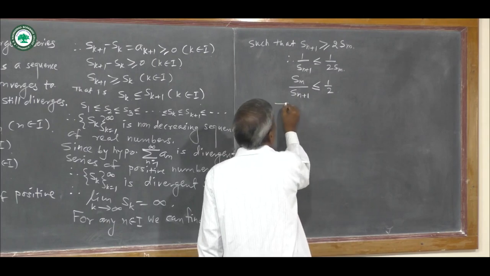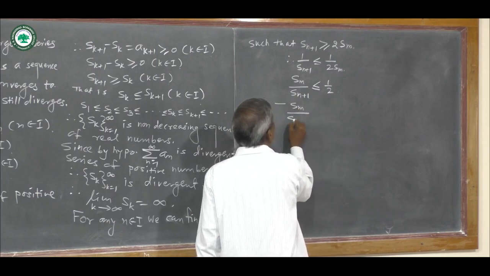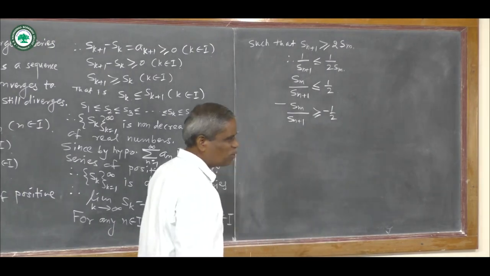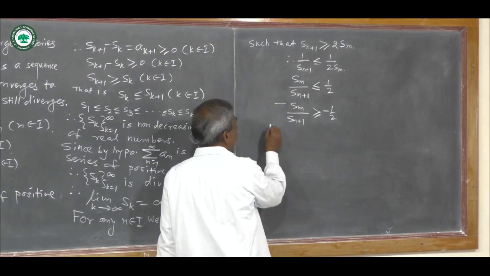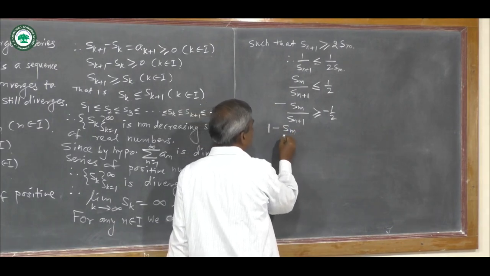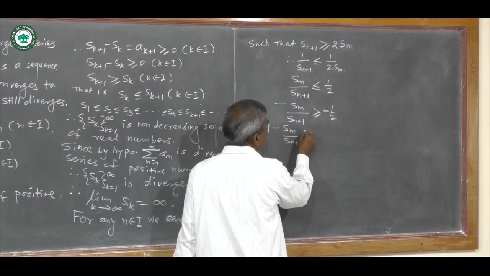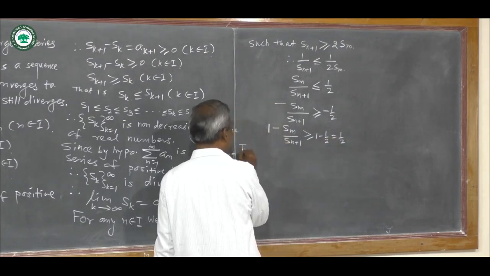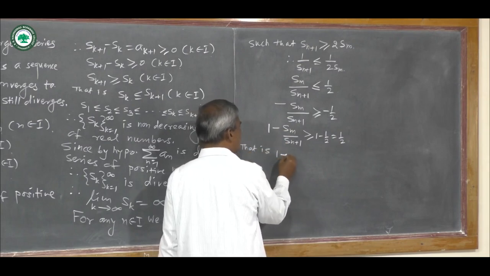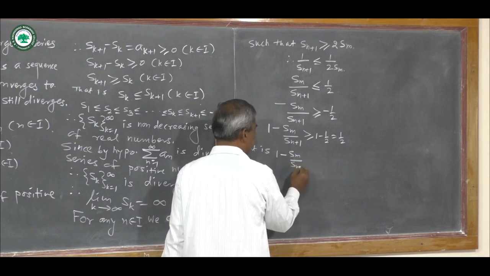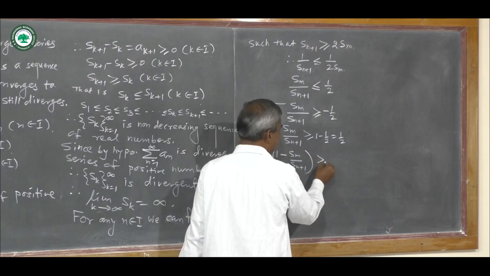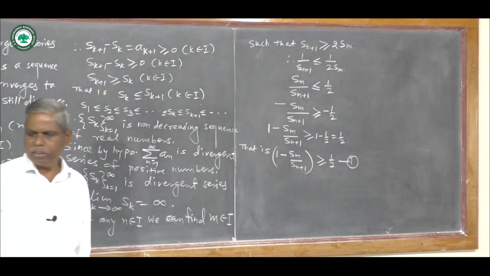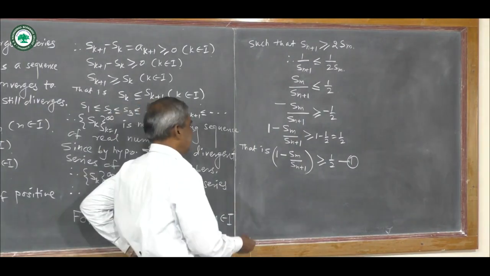Multiplying by minus 1, we obtain minus S_m upon S_(n+1) is greater than or equal to minus 1 half. Adding 1, we obtain 1 minus S_m upon S_(n+1) is greater than or equal to 1 minus half, which is equal to 1 half. That is, 1 minus S_m upon S_(n+1) is greater than or equal to 1 by 2. This is, say, result number 1.